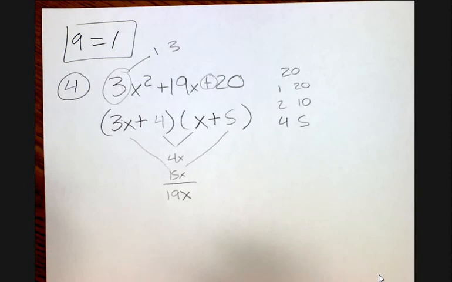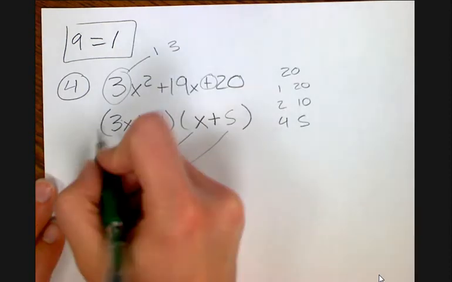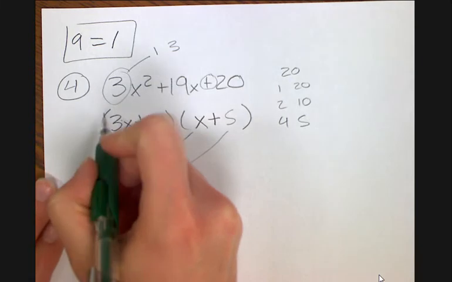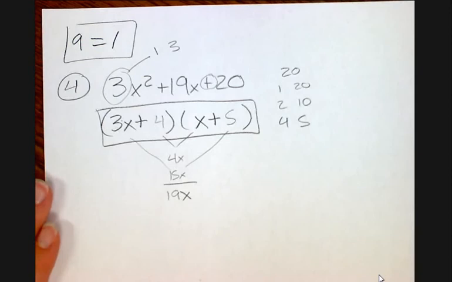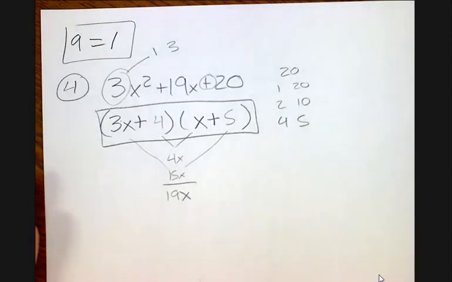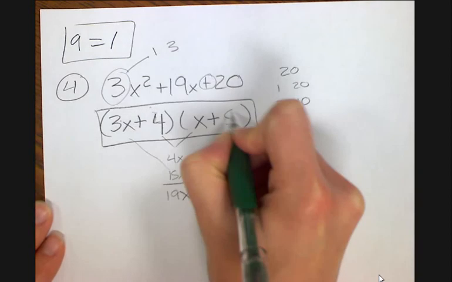And that is what we wanted. So we know that 3x plus 4 times x plus 5 is going to be the numbers that we use. We were lucky that we guessed it the first time, so we can fill in strongly that this is a 4, this is a 5.